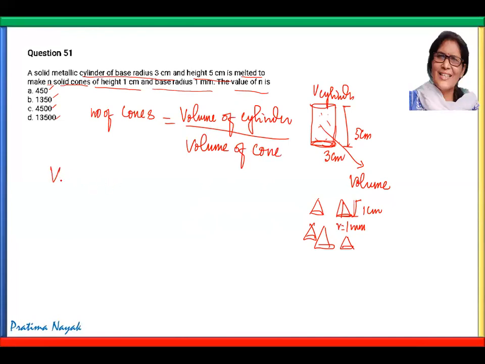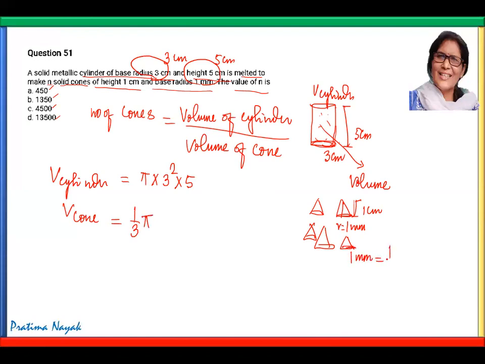So first find out volume of cylinder. Volume of cylinder is pi r square h, 3 square into h, radius is 3 centimeter, height is 5 centimeter, into 5, and the unit is centimeter cube. Volume of the cone, the formula is 1 by 3 pi r square h. And what is r here? R is 1 millimeter. 1 millimeter is equal to 1 by 10 centimeter. So it will be 1 by 10 square into height, 1 centimeter. So all are converted to centimeter. I'm not writing the unit here because we are doing MCQ questions.